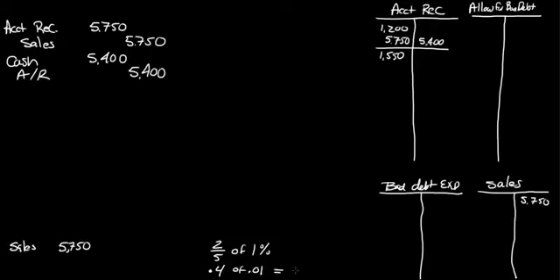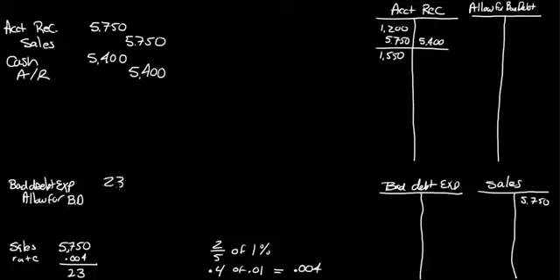So 2/5 of 1% is actually 0.004, so the rate is 0.004. The amount that we calculate here then is $23. The journal entry we will make for this is a debit to bad debt expense and a credit to the allowance for bad debt, for $23.